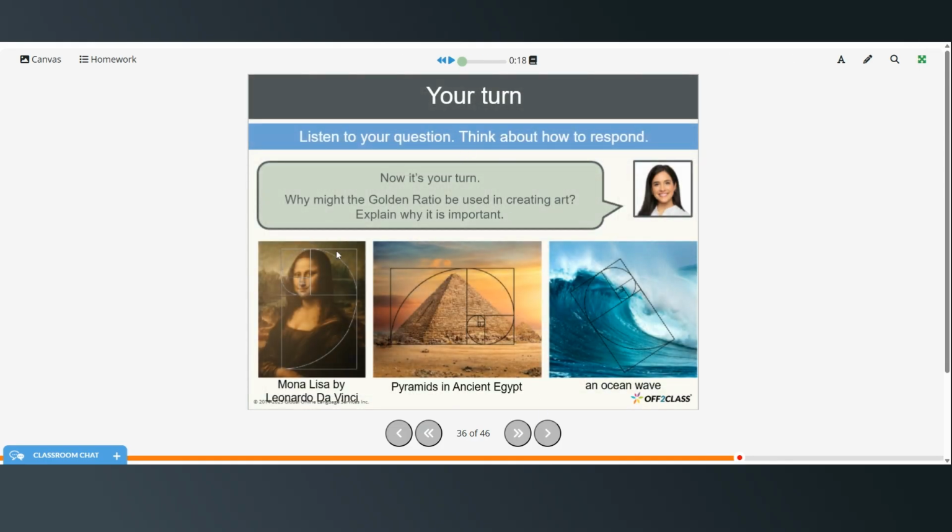All right, so again, take a look at the pictures and then listen to the question. Leela talked about one example of something in art or architecture that uses the golden ratio. Now it's your turn. In a moment, the teacher will ask you why the golden ratio might be used in creating art. Think about it.